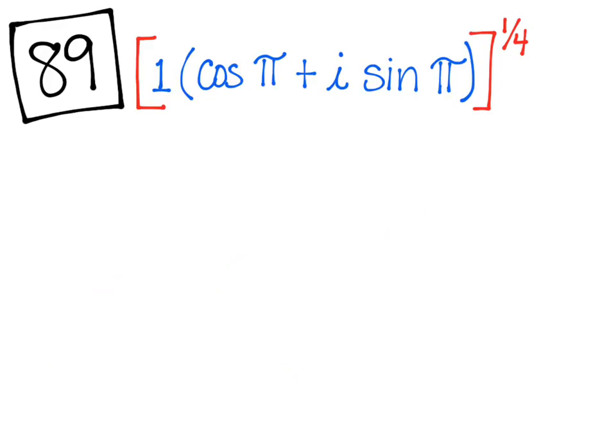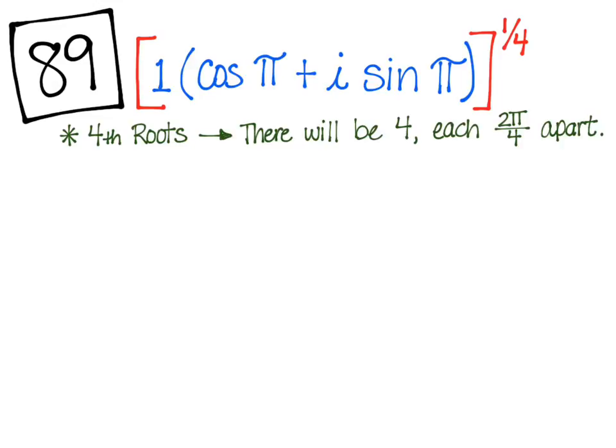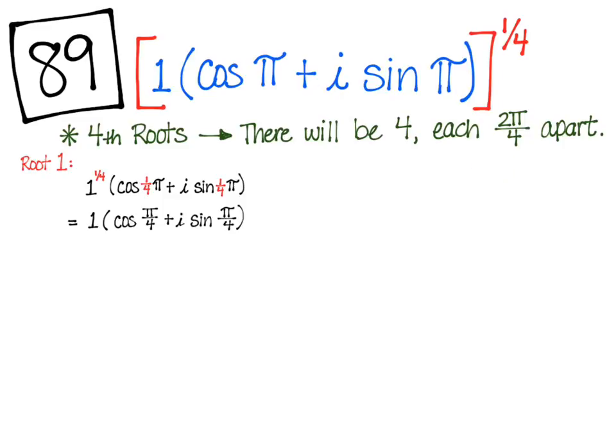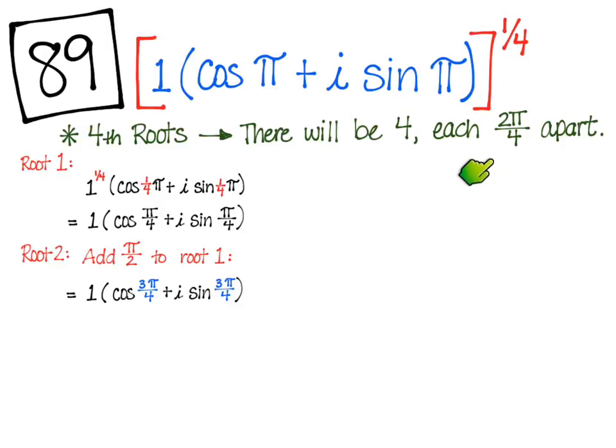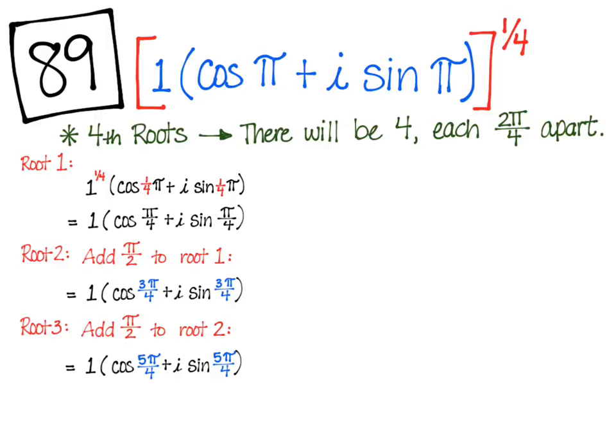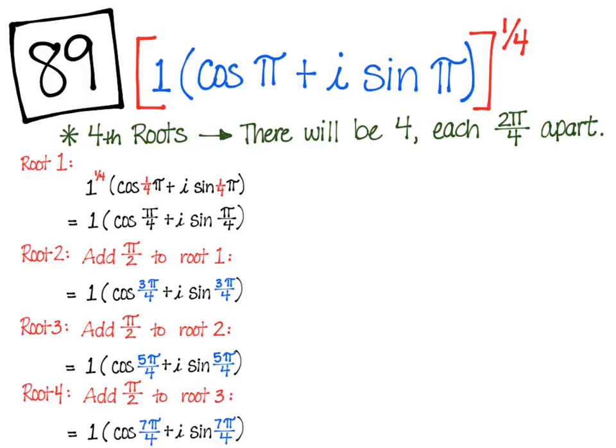So to do problem number 89, since we have it in trigonometric form, we use de Moivre's, knowing that we have 4 roots. So there will be 4 of them, and they will each be 2 pi over 4, otherwise known as pi over 2, apart. So we find the first root by using de Moivre. To find the second root, we just add that 2 pi over 4, which is pi over 2, to the angle. To find the third root, we add another pi over 2, and to get the fourth root, we add another pi over 2.